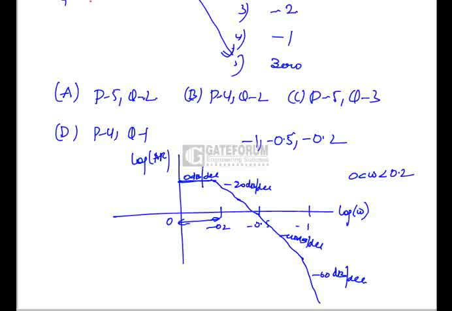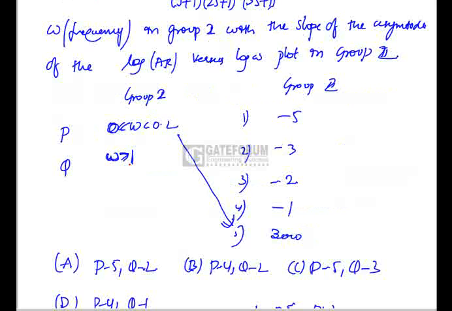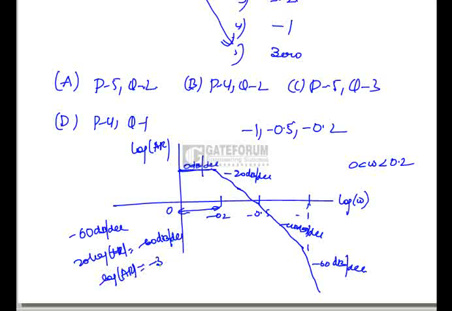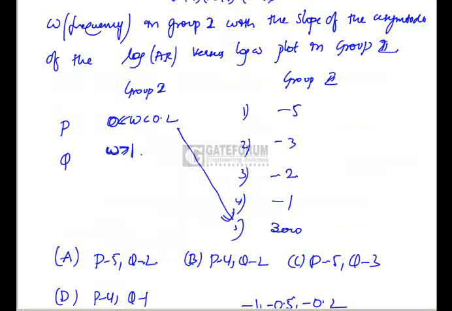Now what about Q? Q he has given as omega greater than 1. Now what is it when omega is greater than 1? When omega is greater than 1, we have minus 60 dB per decade. This is 20 log amplitude ratio equal to minus 60 dB per decade. Now what is log amplitude ratio? Which is equal to minus 3. So Q is given as minus 3. So P is 5 and Q is 2.